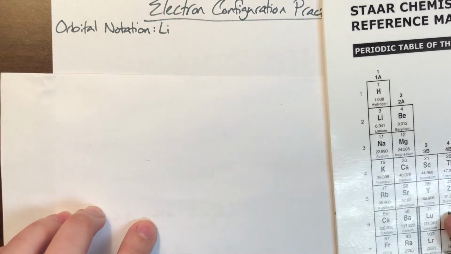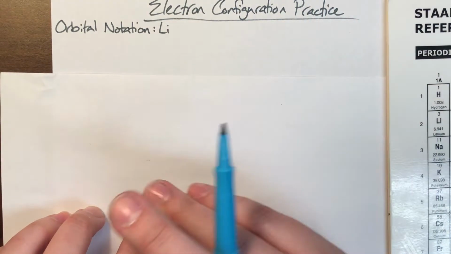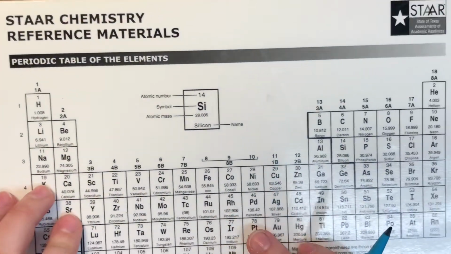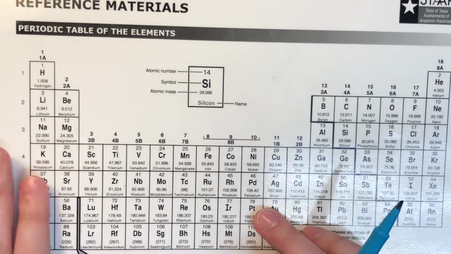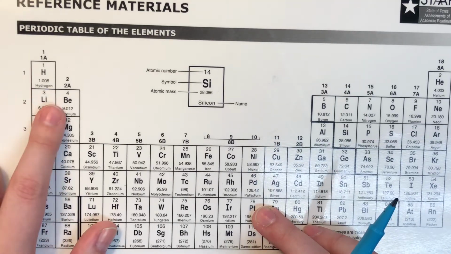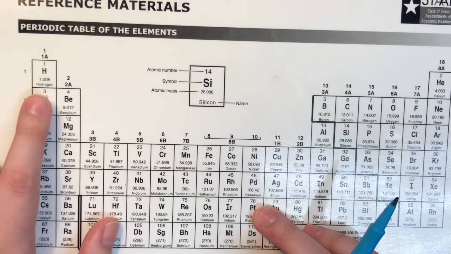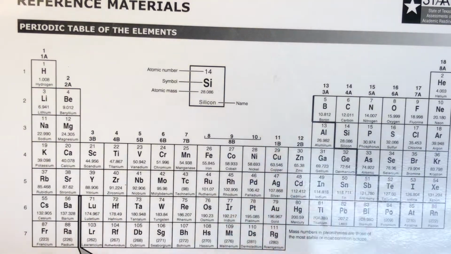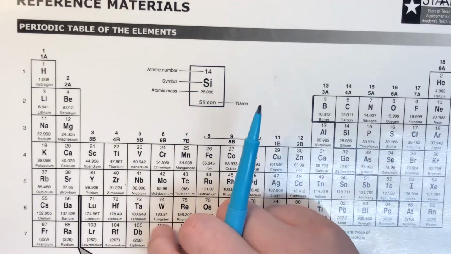So in orbital notation, I not only have to account for each individual electron, but I also have to draw them, which means I need to find them on my periodic table first. So lithium is going to be right here. It's going to be Li, and it will be my 3rd electron. So I need to account for all of the electrons up until my very 3rd electron. That's the last electron I have to account for.